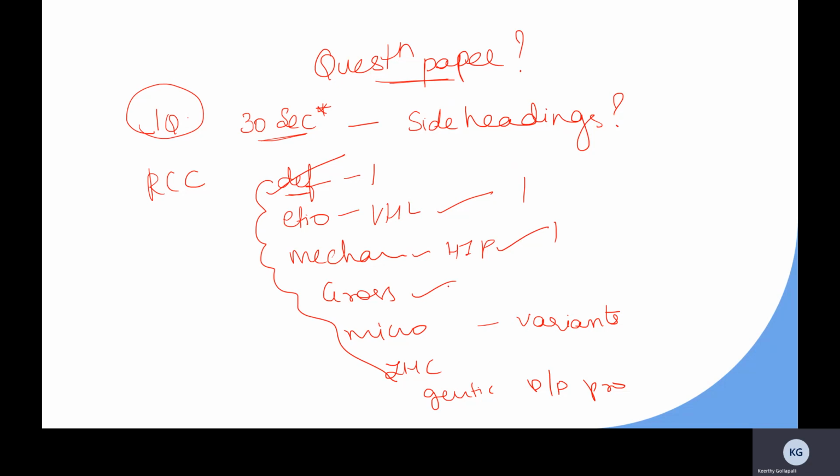Gross, he told me the cut section is golden yellow. Very impressive. Then he told all the variants. I'll give 1 more mark. IHC, wow, I'll give 1 more mark. Genetics, 1 more mark. Differential diagnosis, 1 more mark. Prognosis, 1 more mark. So finally, you end up getting 8.5 to 9 marks. It's a decent score, right?